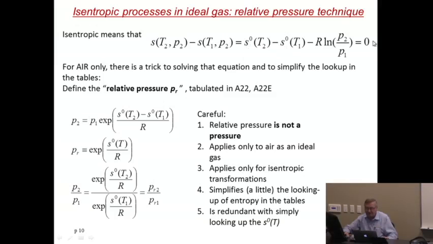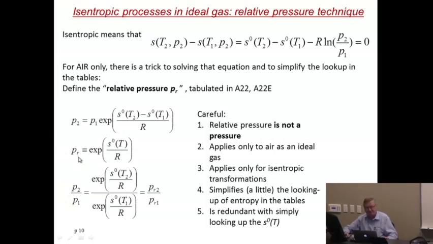Well, to solve this equation, you just have to put this term on the other side, then take the exponential of everything to invert the logarithm. And this equation is the same as writing P2 is P1 times the exponential of S0 of T2 minus S0 of T1 over R. So you can look these up and then solve.